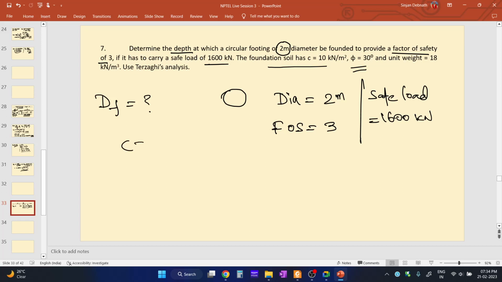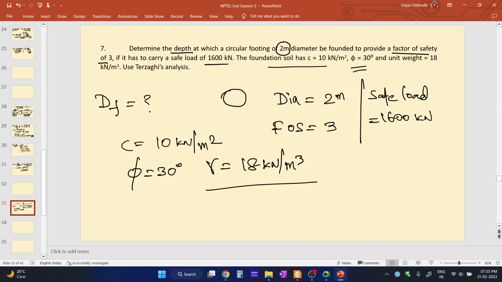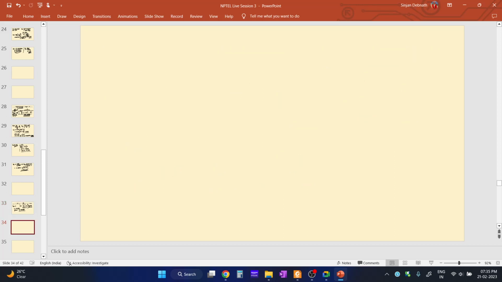The cohesion of the soil is 10 kilonewton per meter square, the phi value is 30 degrees, and the unit weight is 18 kilonewton per meter cube. So here we have been asked to analyze this problem using Terzaghi's bearing capacity theorem, and we are considering general shear failure pattern. Okay, so let us solve this problem. We don't know the depth of the circular footing.